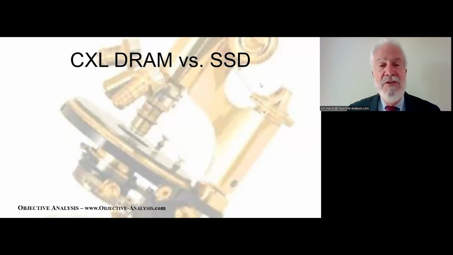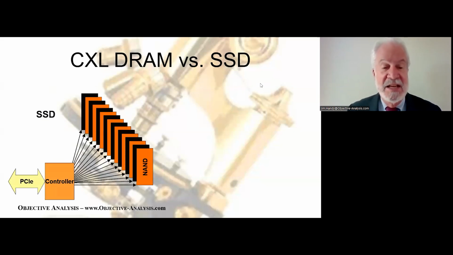And so to give you an idea about how difficult it is to build a CXL system, I decided I'd show the difference between the architecture of a CXL DRAM module and an SSD. Some people call a CXL DRAM module a CXL memory module. So this is what an SSD looks like. You've got PCI coming into a controller. The controller then distributes things that are to be written into NAND flash, or reads the NAND flash and puts it back out on the PCI bus.